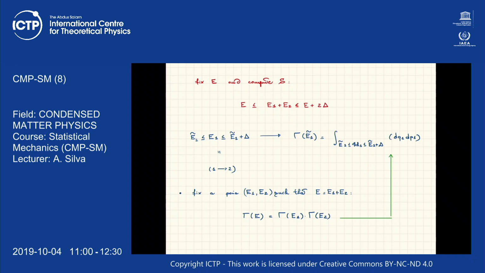Why don't we take this? I keep forgetting the word. Why don't we write E minus delta has to be smaller than E1 plus E2, which has to be smaller than E plus delta? This inequality is not symmetric in terms of delta.